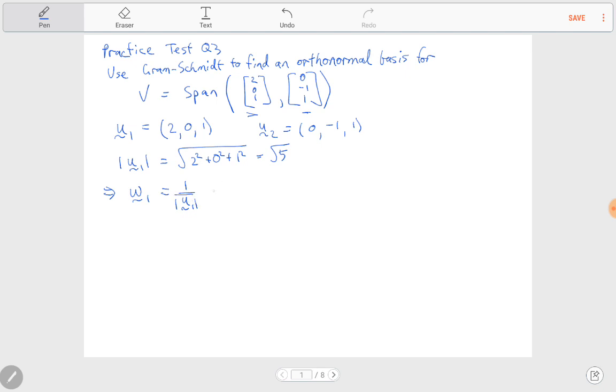We're going to divide by the magnitude of U1 to ensure that this is a vector in the same direction as U1, but with magnitude 1. So this is equal to 1 over the square root of 5 times the previous vector, (2, 0, 1). I'm going to write this as the first vector in our orthonormal basis.